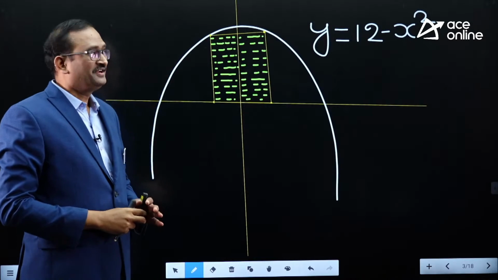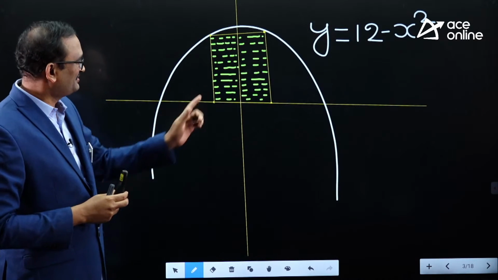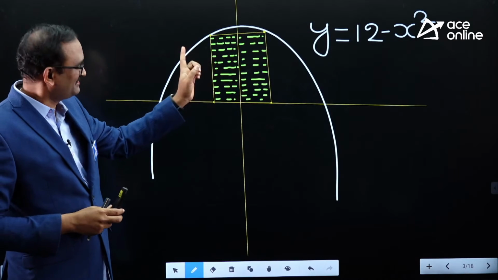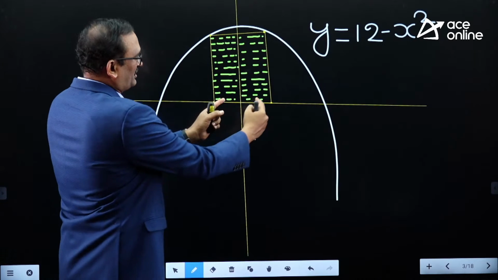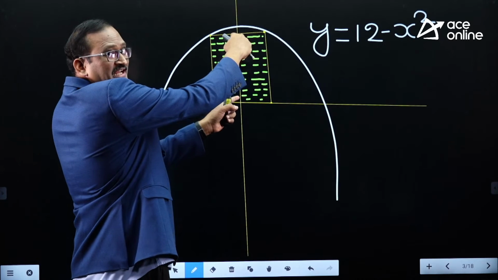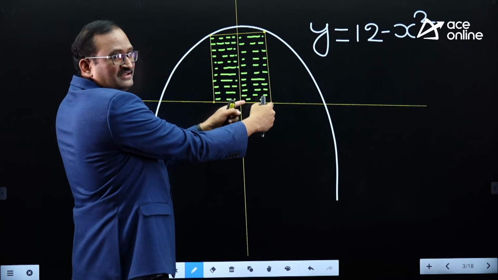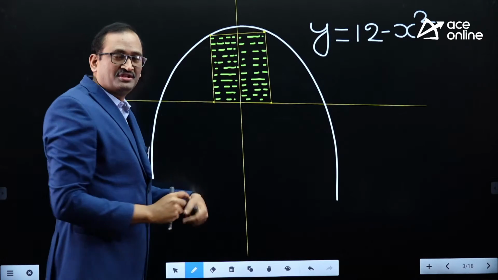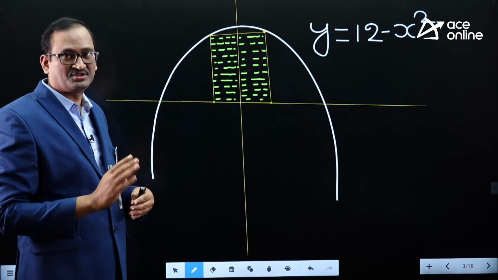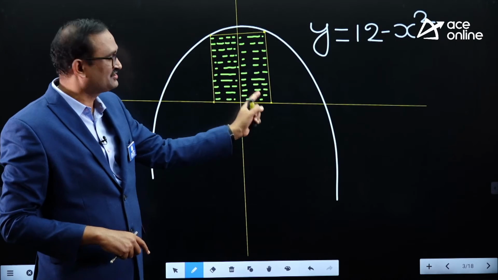Observe this. The shaded area consists of two rectangles. This is the first rectangle and this is the second rectangle. Let the length of this rectangle be y and the breadth be x. So x is the breadth and y is the length. Or you can assume x length, y breadth, no issues. I want to assume y is the length and x is the breadth.